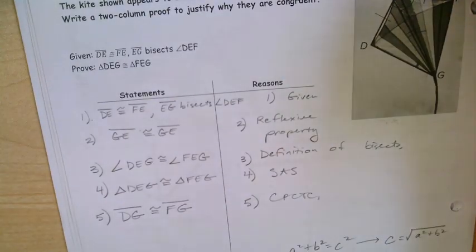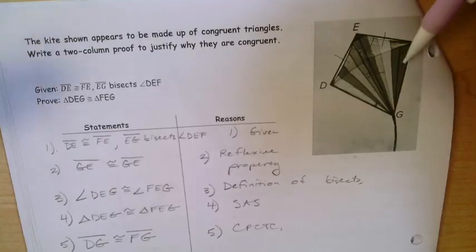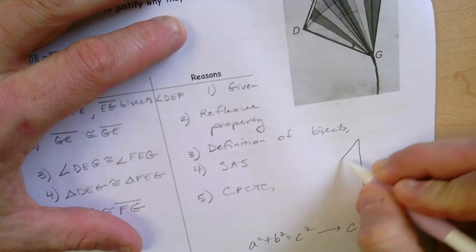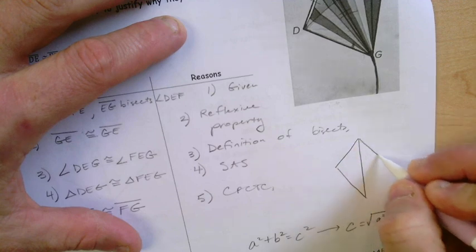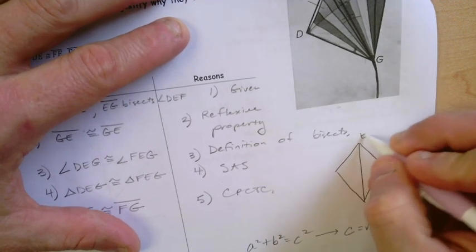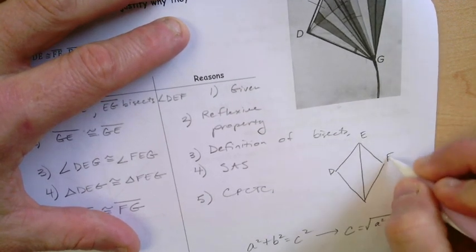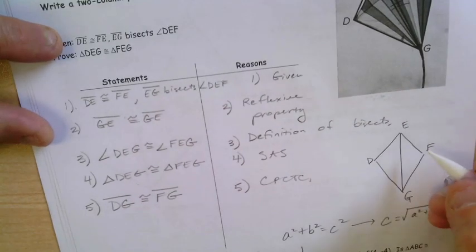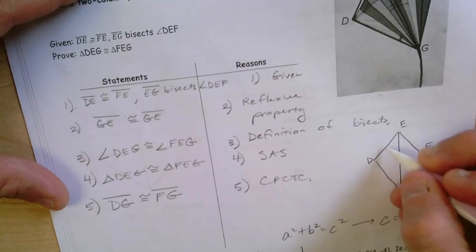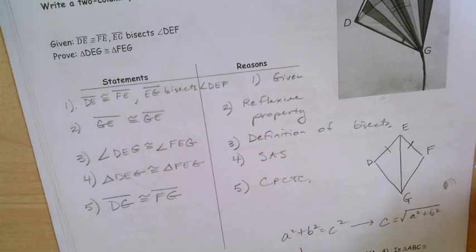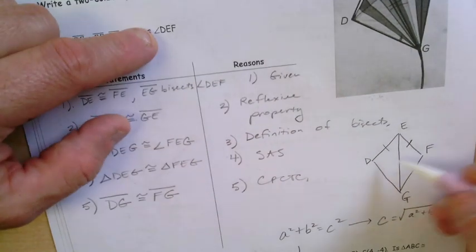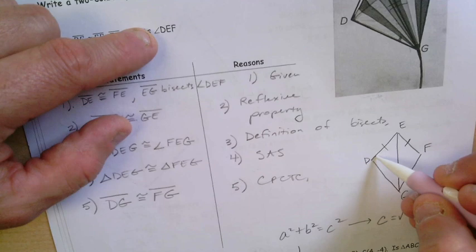Okay, so we are going to go ahead and use this kite over here, and I know it's really hard to see the kite, so I'm actually going to go ahead and redraw the shape separate of everything else. I'm going to mark down E, D, F, and G, okay? And we're told that DE and FE are congruent, so I'm going to mark those two congruent. And we're told that EG, this segment here, bisects angle DEF, okay?